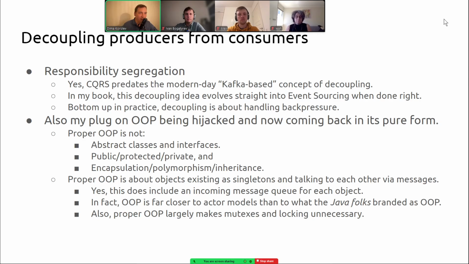I guess the last part here is, even though consumers and producers being decoupled is a relatively modern term, the term CQRS is quite old. And thankfully it's starting to take the meaning it was meant to take from day one. CQRS stands for Command Query Responsibility Segregation.